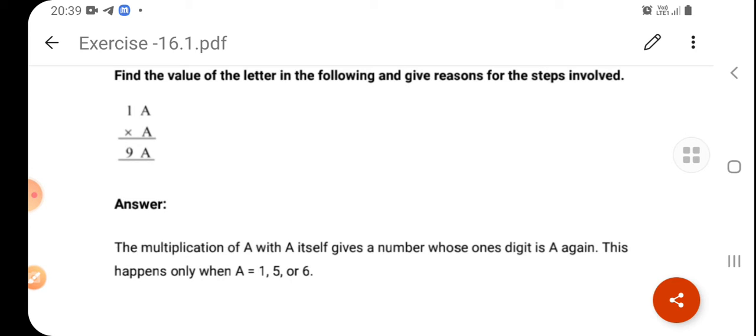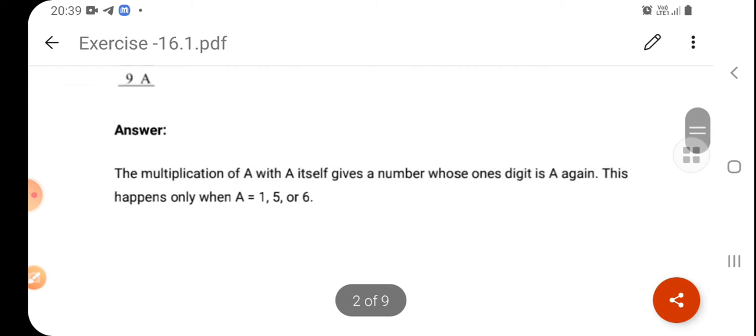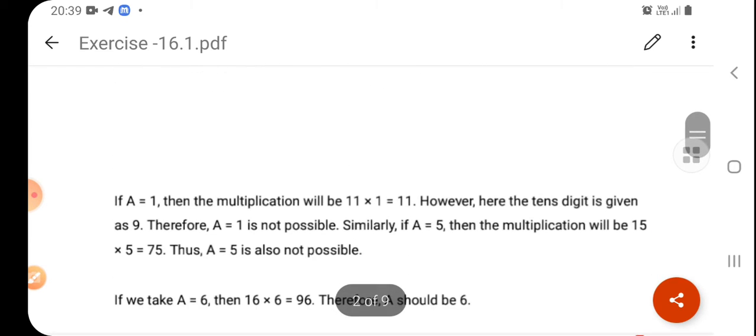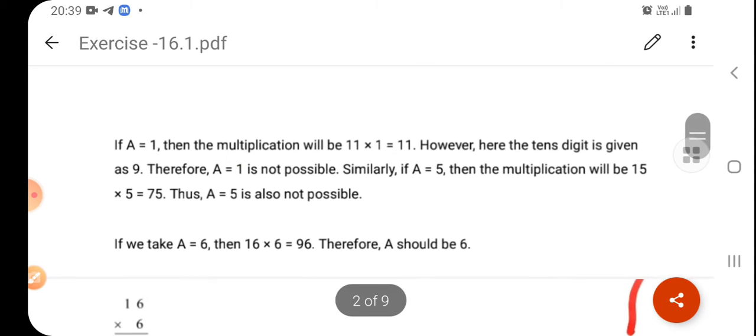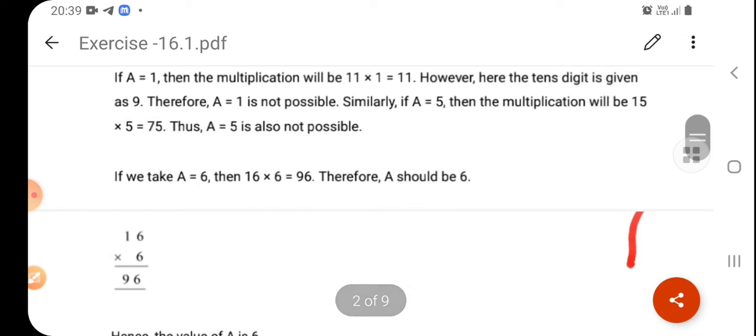So on multiplying by 1 we will get 1 at the unit place. 5 also we will get 5 at the unit place. 6 is 36, we will get 6 at the unit place. So by putting values randomly we will find it. By putting 1 the multiplication will be 11. Here the tens digit is given as 9, therefore A equal to 1 is not possible. 5: the multiplication is 15 times 5, which is 75, but on putting 6 we will get the required value, that is 9. 16 times 6 is 96, therefore A should be 6.